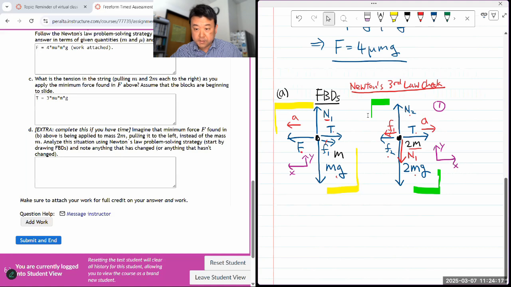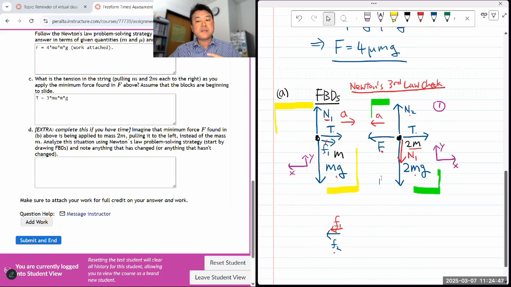Block 2m is the one that's now going to accelerate to the left. So let me move this over here. And as block 2m accelerates to the left, it'll be pulling block m. So block m will now accelerate to the right. Let's have some plan to do with these friction forces. The applied force F is now going to be on block 2m. That's the main change. And this is my block M, this is my block 2M.